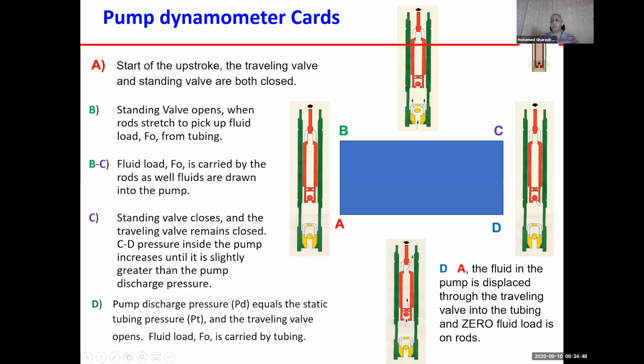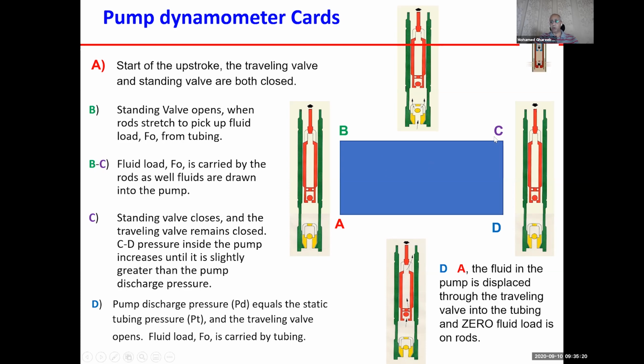The traveling valve starts to open because the pressure below it has been compressed to a pressure higher than the hydrostatic head. This is if the fluid below the standing valve is a single phase fluid, and if the pump is completely filled with fluid below the traveling valve. If there is gas, we'll see that condition. The traveling valve will be delayed in opening because of compression. But assume here you have a complete pump fillage and a single phase liquid.